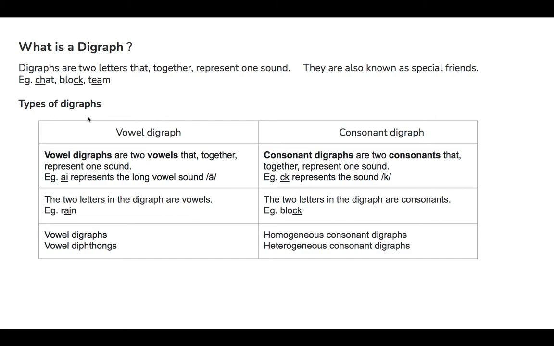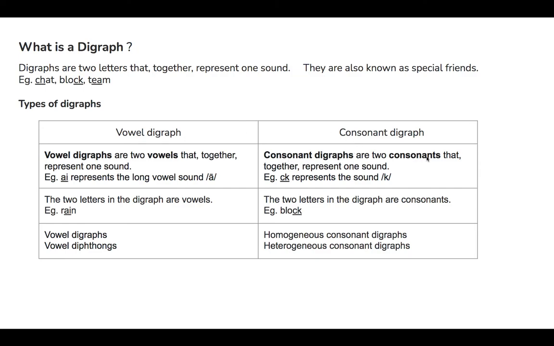Types of digraphs. Depending on the letters, the digraphs are classified into vowel digraphs and consonant digraphs. Vowel digraphs are two vowels that together represent one sound. For example, AI represents the long vowel sound A. A is a vowel, I is a vowel, so it is a vowel digraph.